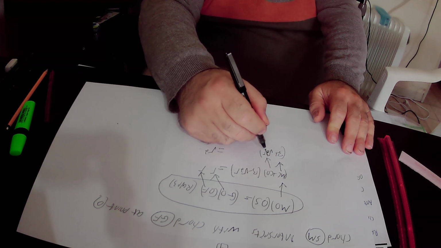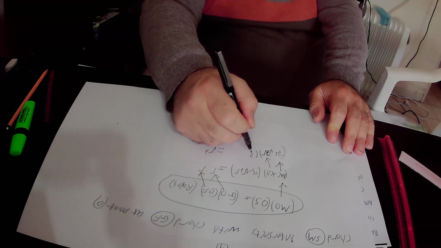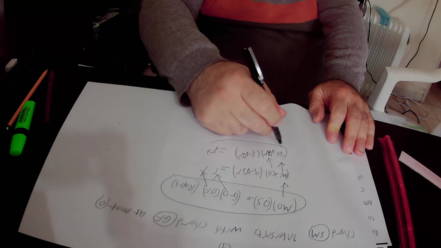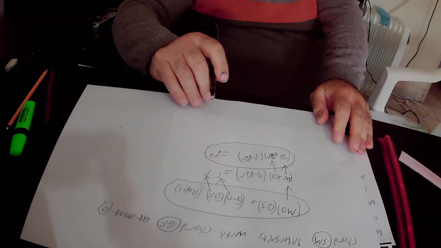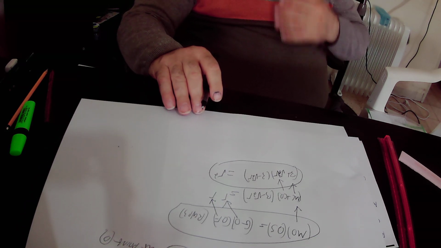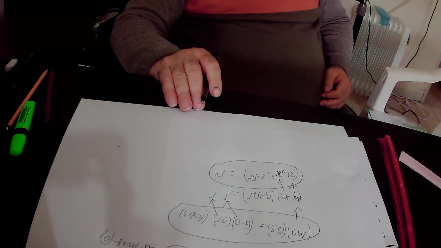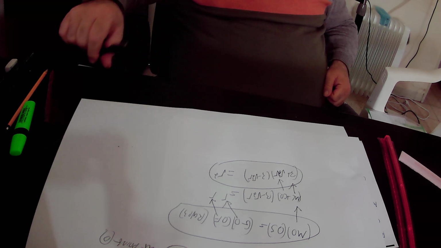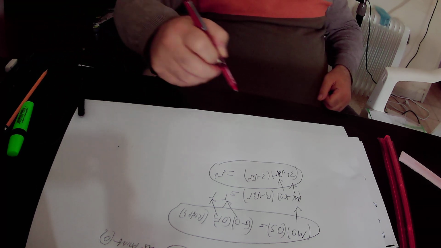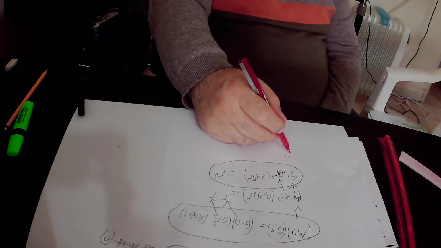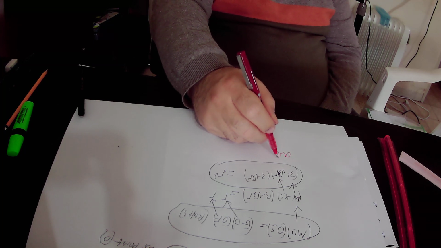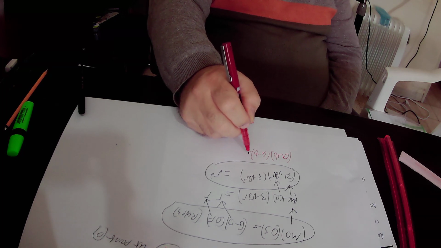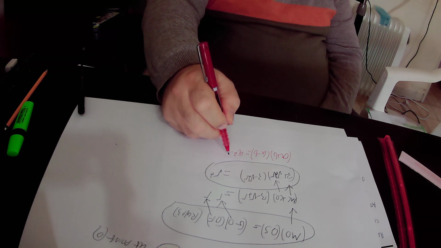So 3 plus square root of 2 times R times 3 minus square root of 2 times R must be equal to R squared. This expression is very similar to the algebraic identity that states that A plus B times A minus B equals A squared minus B squared.